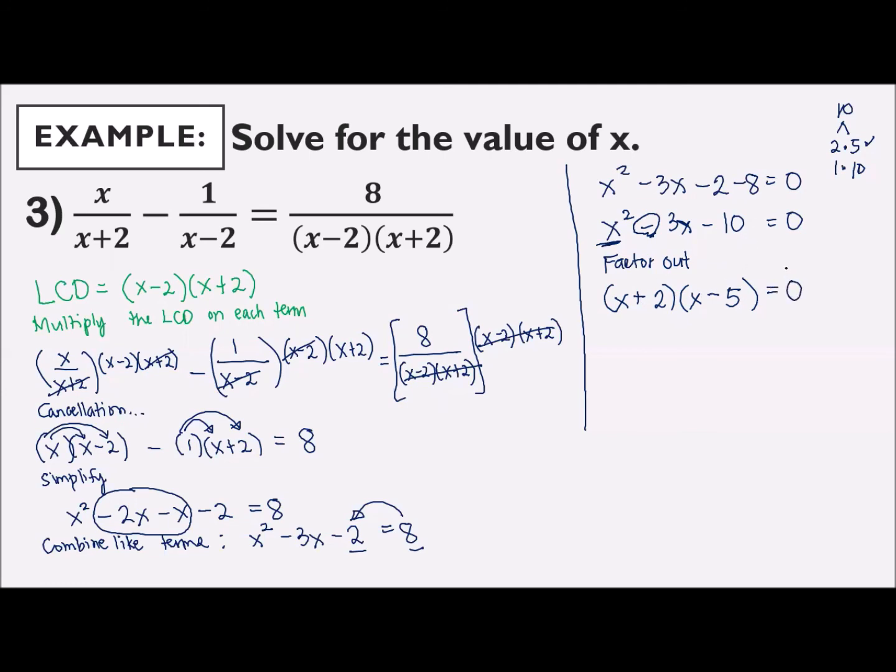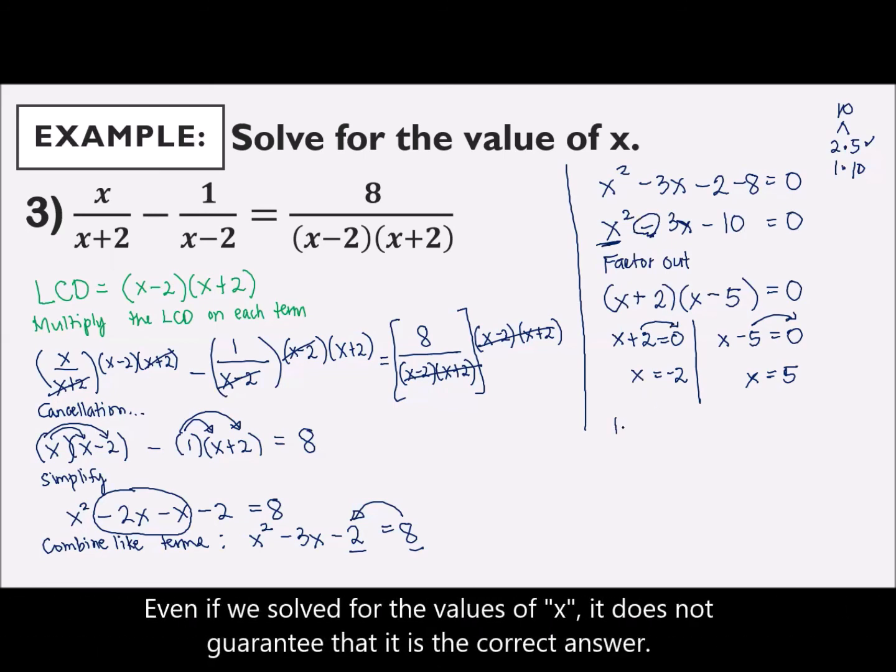Then, afterwards, we're going to equate each factor by 0. So, you will have x plus 2 is equal to 0 and x minus 5 is equal to 0. Then, transfer natin, magiging x is equal to negative 2. Then, this one, x is equal to 5. Hindi porket may value tayo ng x, yun na ang solution.